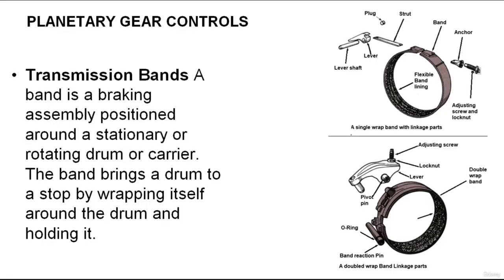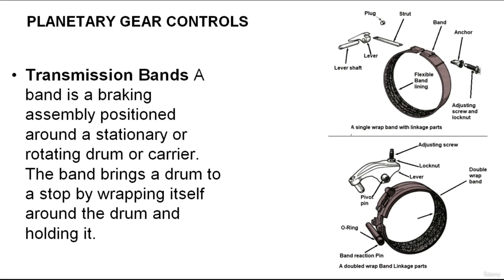And let's move right now to planetary gear controls. Certain parts of the planetary gear train must be held, while others must be driven to provide the needed torque multiplication and direction for vehicle operation. Planetary gear controls is the general term used to describe transmission bands, servos, and the clutches. We'll start right now with the transmission bands.